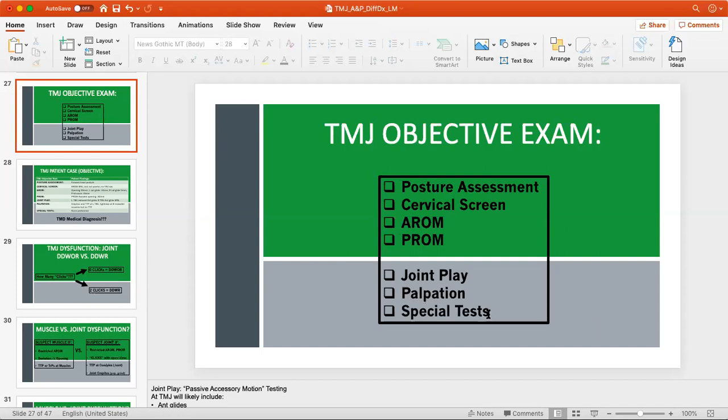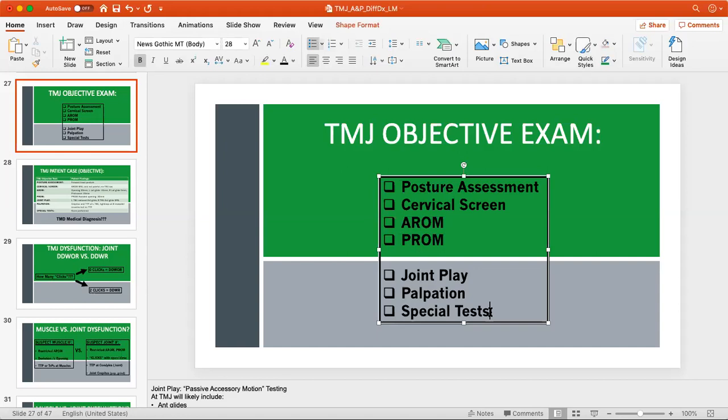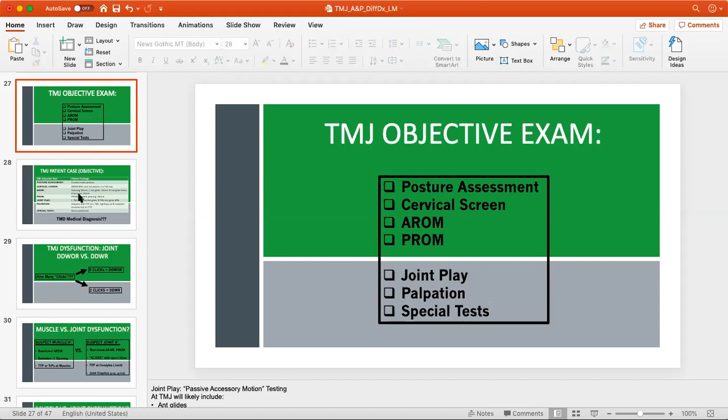Special tests for TMJ, I'm going to mention these. You probably will not be responsible for these on a board exam. However, if you're thinking about more nuanced testing of the TMJ, these could be useful. So I'm not going to spend a ton of time on these, but know that they do exist.